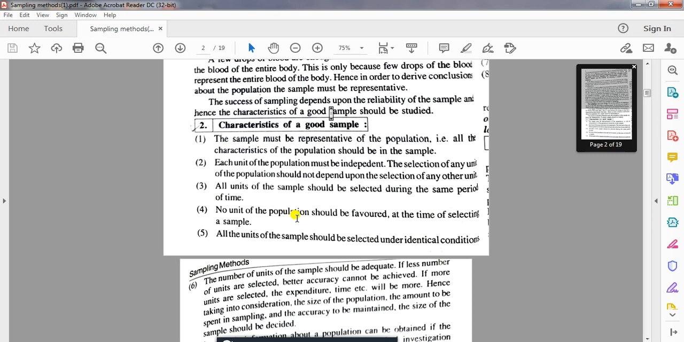Then, no units of the population should be favored at the time of selection. That means the selection should be unbiased.